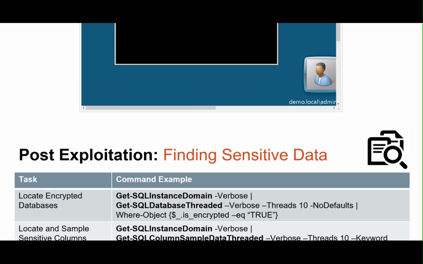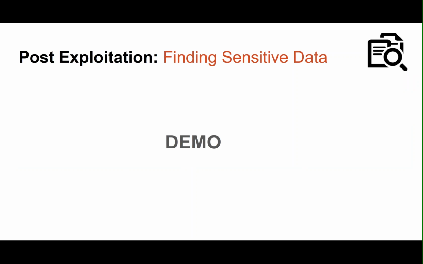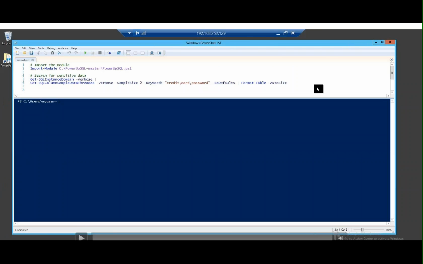So this is a technique that has been pretty commonly seen both from attackers and pen testers. I also have some cheat sheets. There's a full cheat sheet for most of these scenarios out on the wiki, but here's another example of finding encrypted databases and finding and sampling columns. But in the interest of saving time, I'll go straight to the data discovery demo.